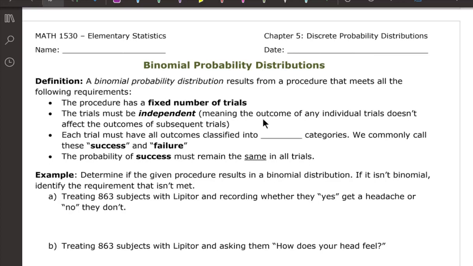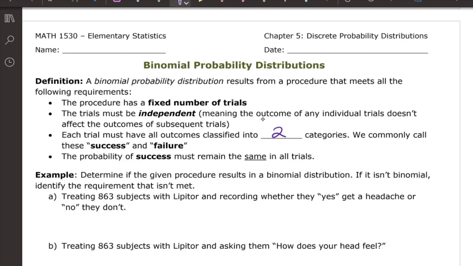Now, this is the big thing I look for whenever I think about binomial. Bi means 2. Each trial must have outcomes classified into 2 categories. And we normally call those success and failure by default. But success and failure don't necessarily mean a good thing or a bad thing. It's basically just what you're looking for that will be your success.